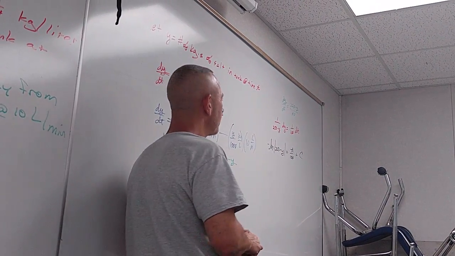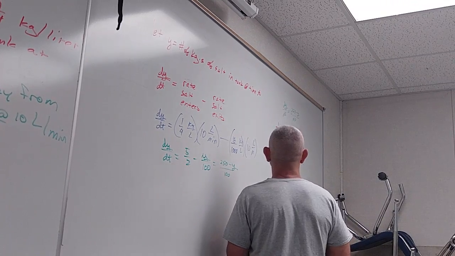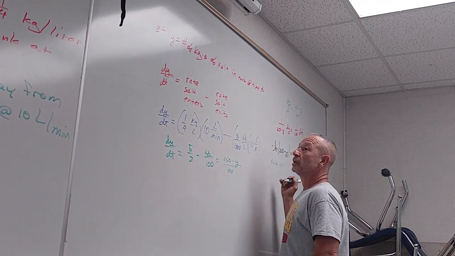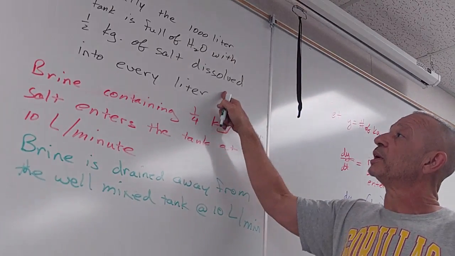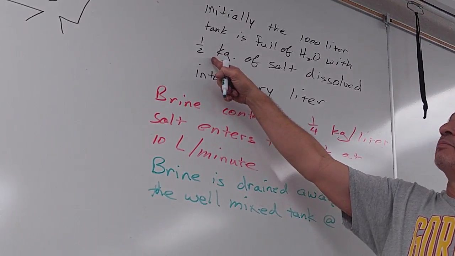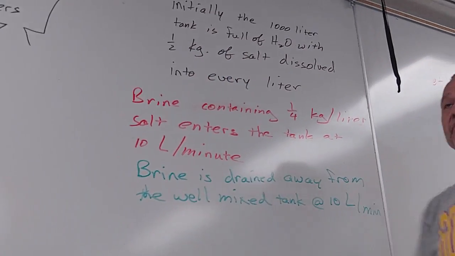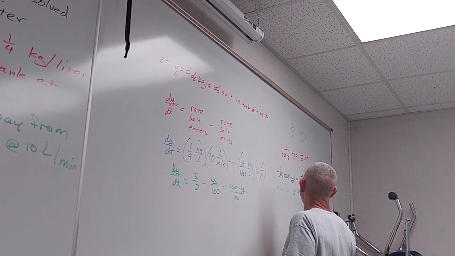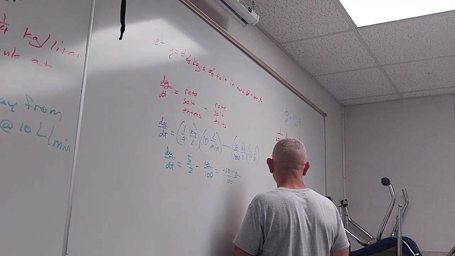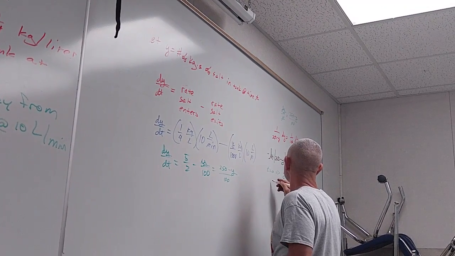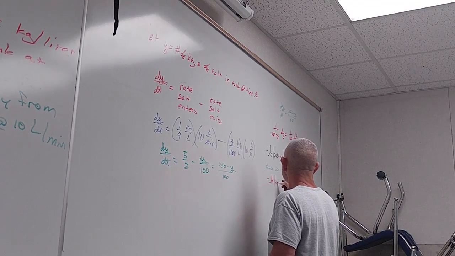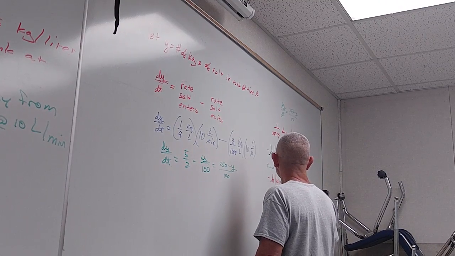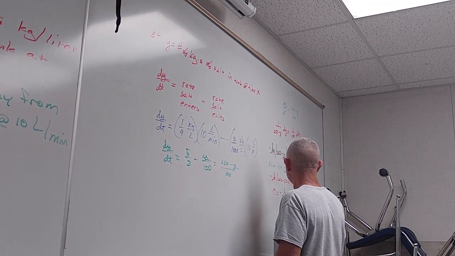Ripper's getting tired. We can now find C because we know the initial amount. When t is 0, how much salt do we start off with initially? Half a kilogram in every liter, so 500 kilograms of salt. So I get minus the ln of the absolute value of 250 minus 500 equals C, or in other words, C is minus ln 250.